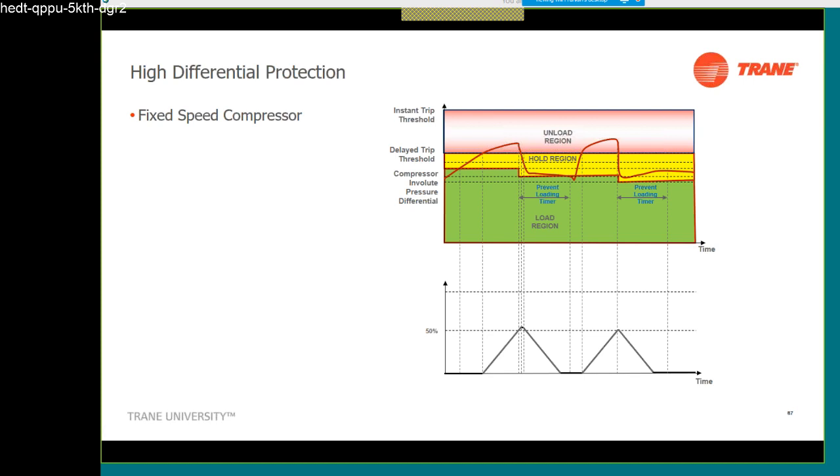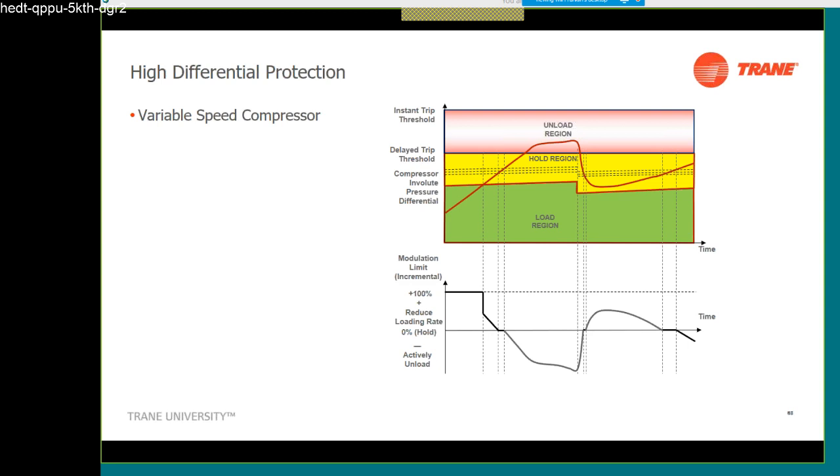So, in the high differential protection, if we climb up here into the unload region, we start a timer. We drop back down, we unload compressors. Once we're allowed to start compressors again, we have to satisfy this timer. High differential protection timer is going to be a 10-minute timer. Variable speed compressors, we're still doing the same thing, only we're able to modulate the speed of that compressor. So if we need to, we can back it off. Get up into the hold region, we're not going to add capacity. We get up into the unload region, we're going to start backing that VFD off, slowing that compressor back down.